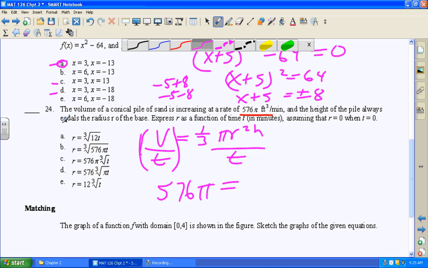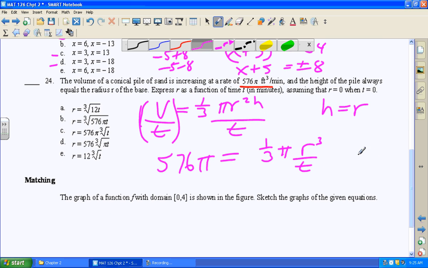And the height of the pile is always equal to the radius. That means h equals r. Right? So now I have 1/3 pi r cubed over t. Well, in place of the other h, I put the r.